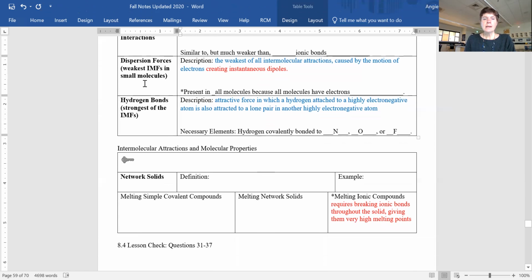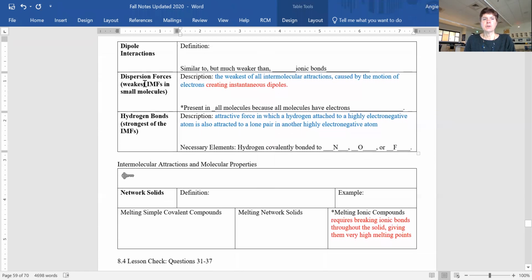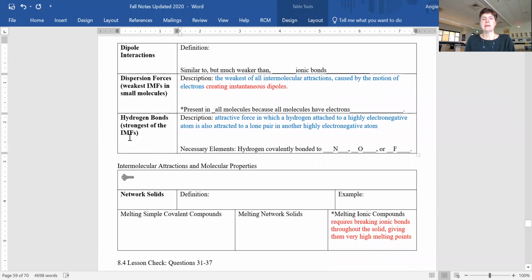The strongest type of intermolecular force of attraction that we get in these types of molecules is going to be hydrogen bonds.